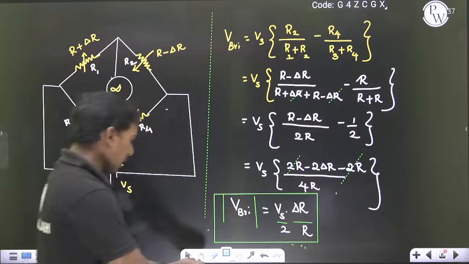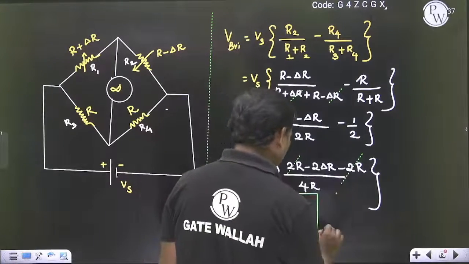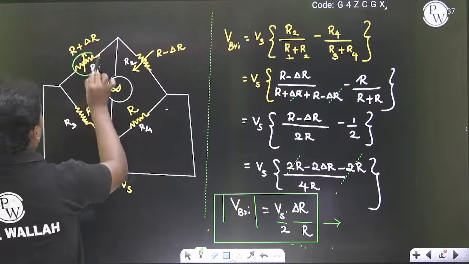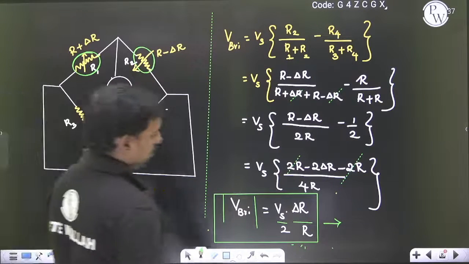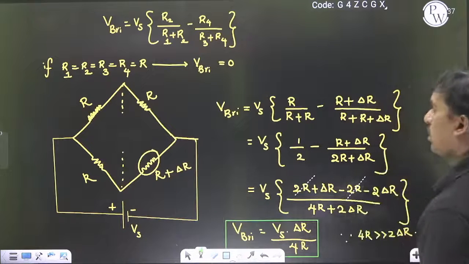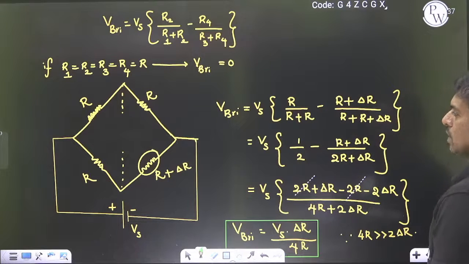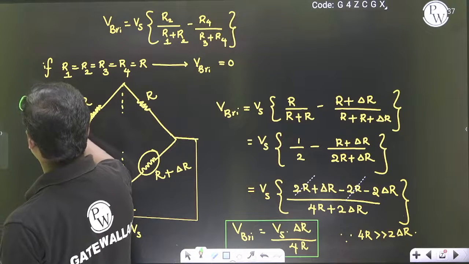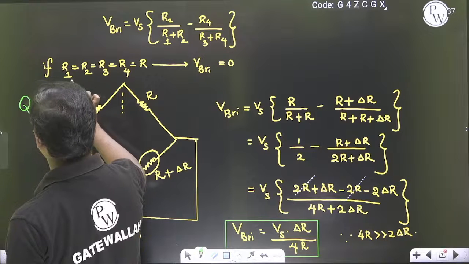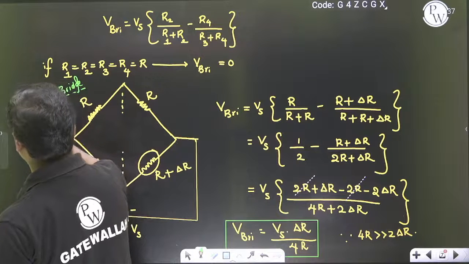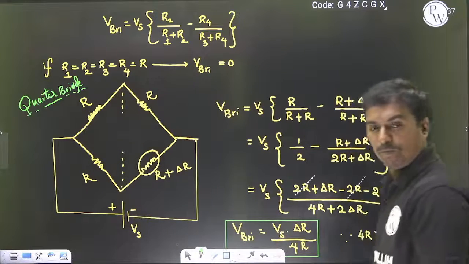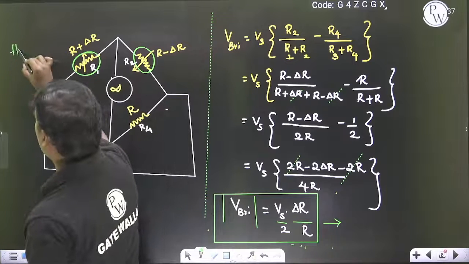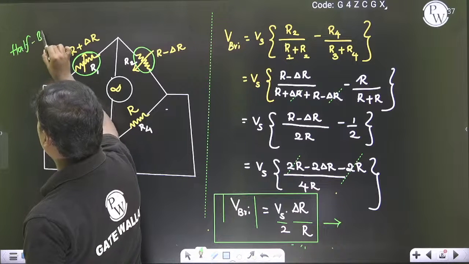So what we call this as half bridge. Have you seen, when one resistor is changing, what is the scenario happening here? When one resistor is changing, we can call this a quarter bridge. One out of the four is changing, so that's why we call it a quarter bridge. Similarly here, two resistors are changing, that's why it is called a half bridge.